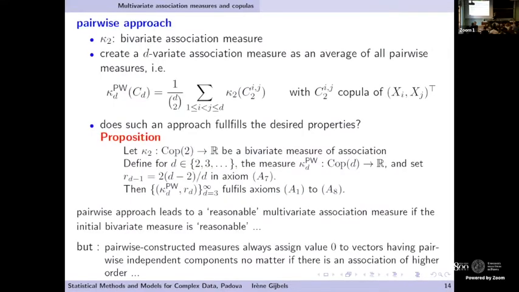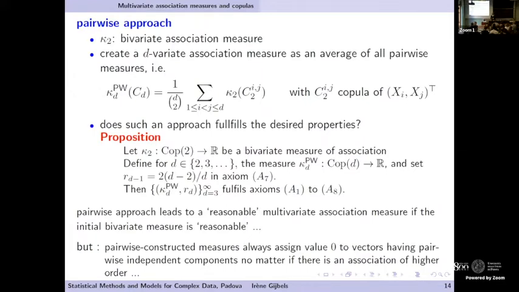So let me give you one slide on the pairwise approach. Suppose you give me a good bivariate association measure, and there are many that you can take off the shelf. And I basically look at each pair of components in my vector, I calculate that association measure, I add them up, and I just properly divide by the number of pairs that you have in your vector.